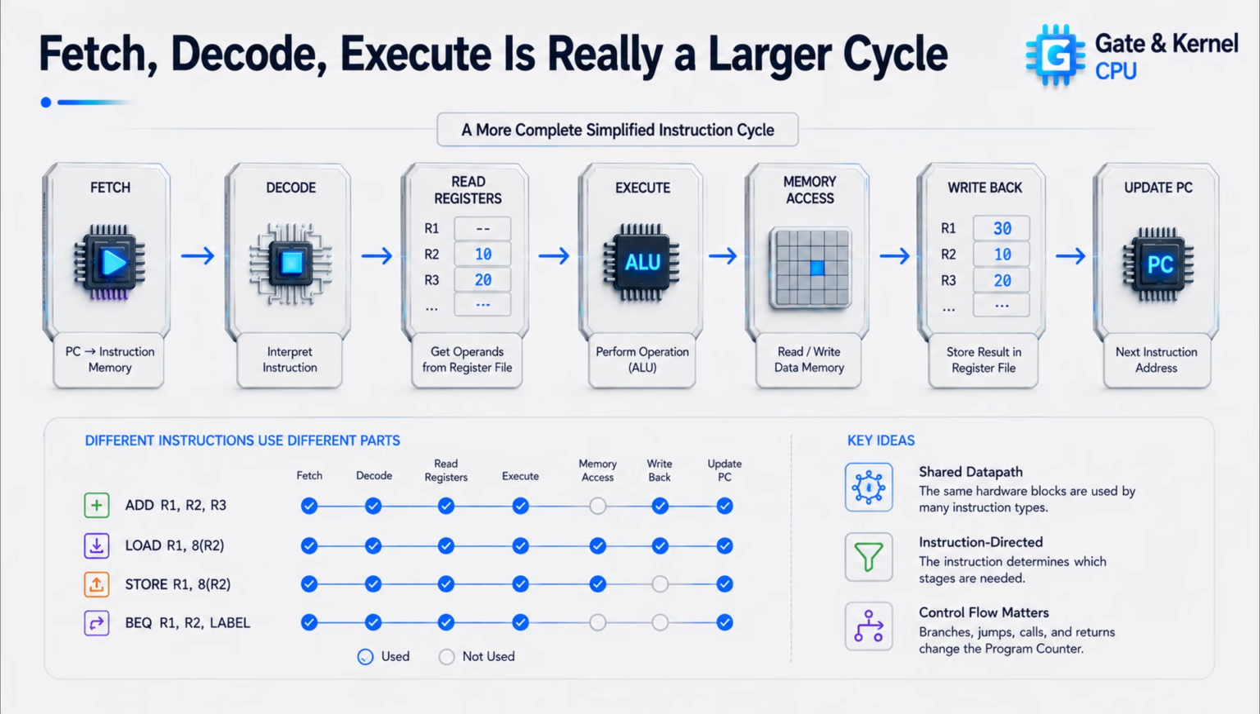An ADD instruction usually does not need to access data memory. A store instruction writes to memory and may not write a result back into a register. A branch instruction may mainly change the program counter. The CPU datapath is shared hardware. Each instruction determines which parts of that hardware are needed.